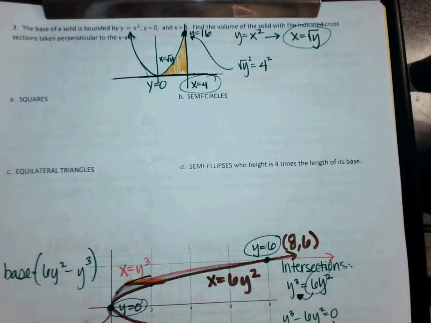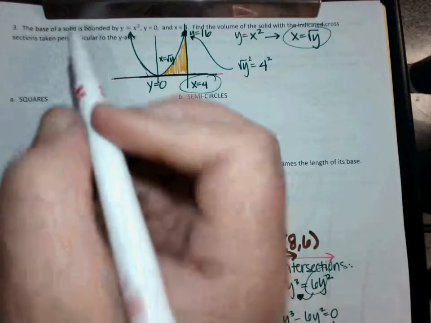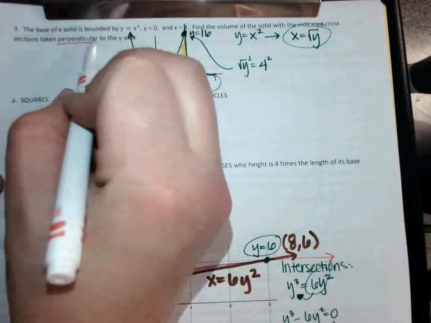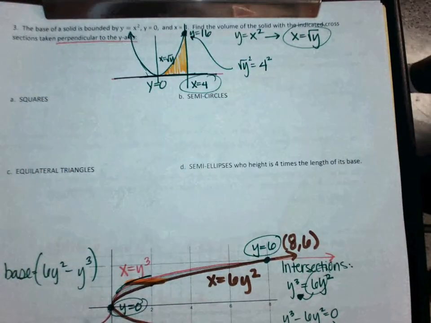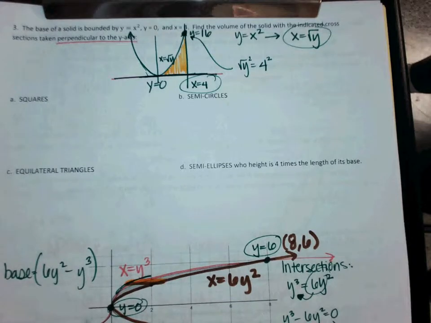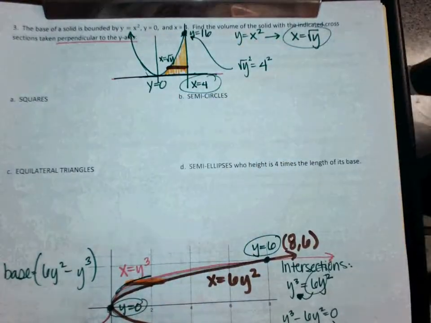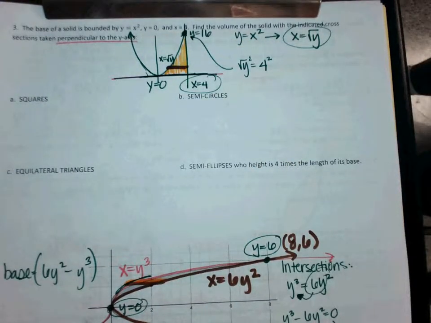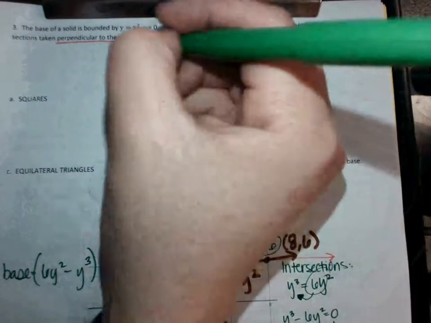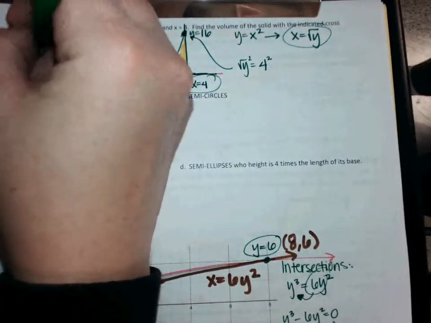Okay, so next thing that I'm going to do is draw my base. Remember that your cross section is going to run either perpendicular to x or perpendicular to y. This one says we're perpendicular to the y-axis. So if the y-axis is up and down, that means that my region runs this way. So it'll be here.